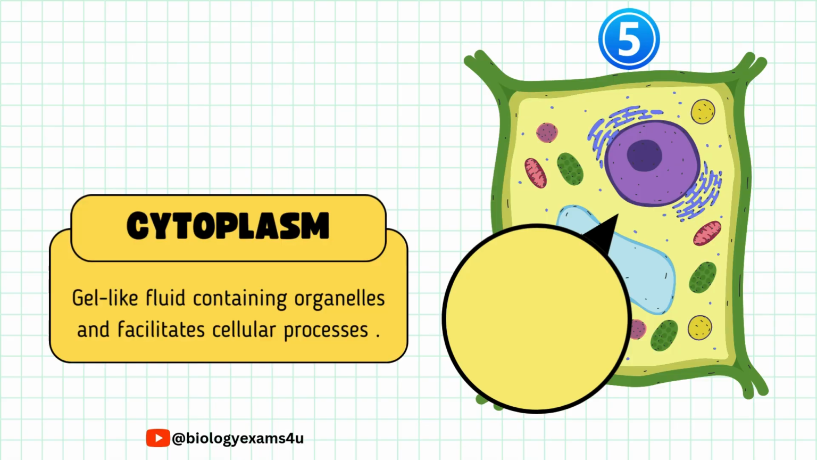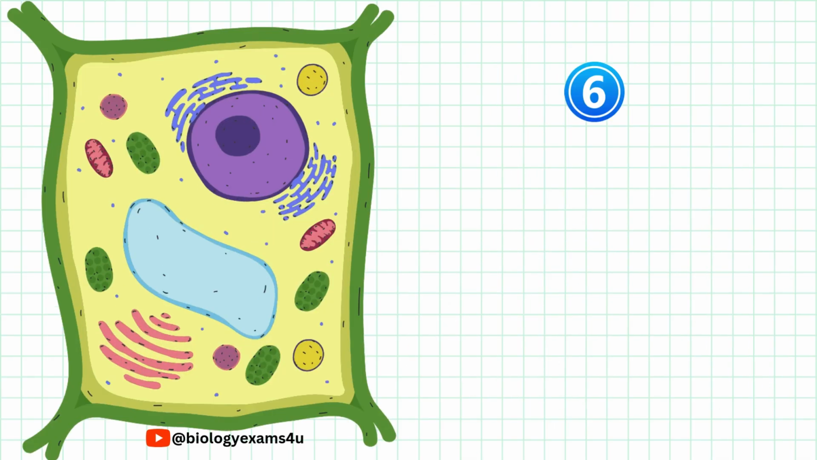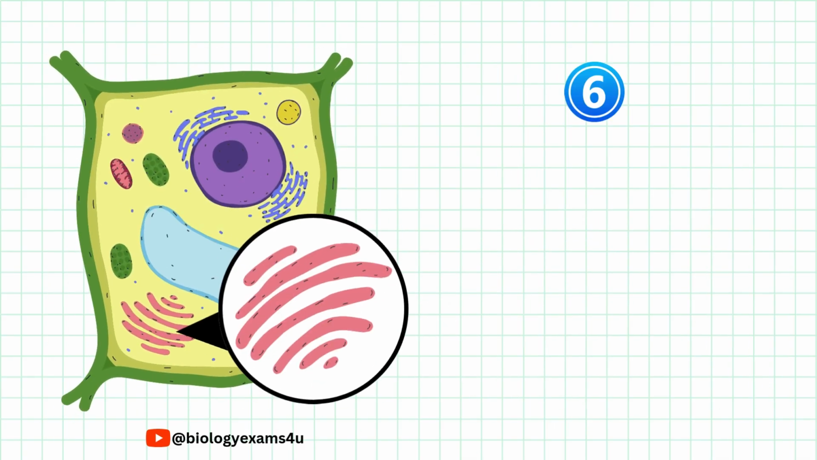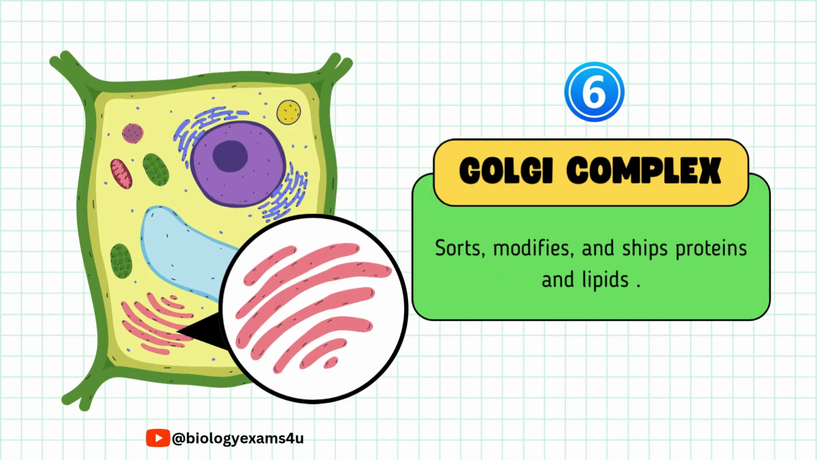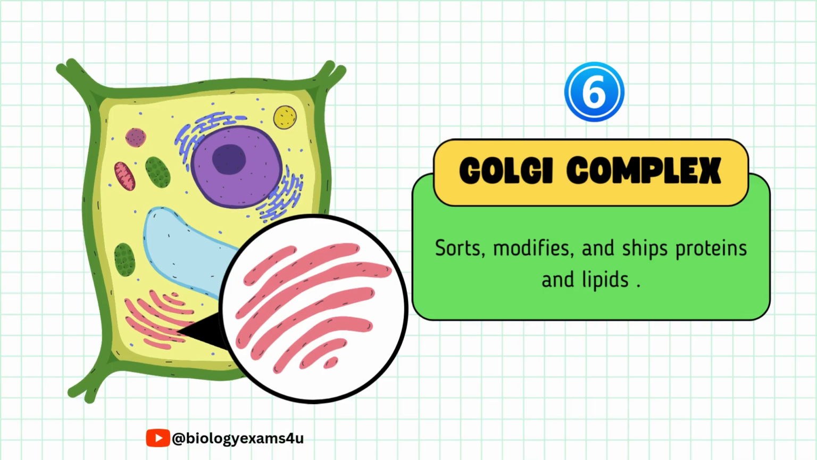It is a cytoplasm, a gel-like fluid containing organelles that facilitate all cellular processes and chemical reactions. Identify this organelle. It is a Golgi complex that sorts, modifies, and ships proteins and lipids throughout the cell.